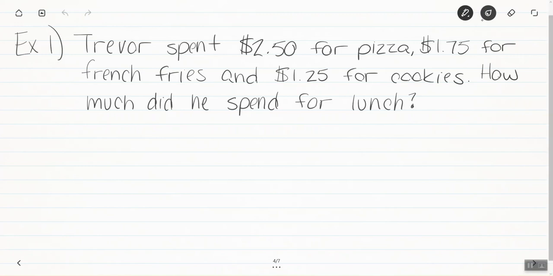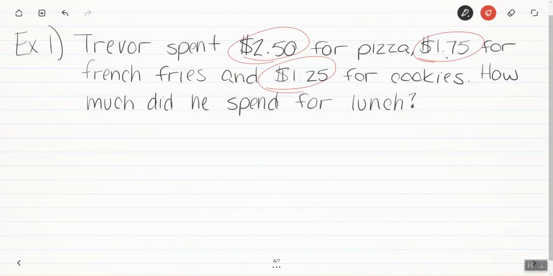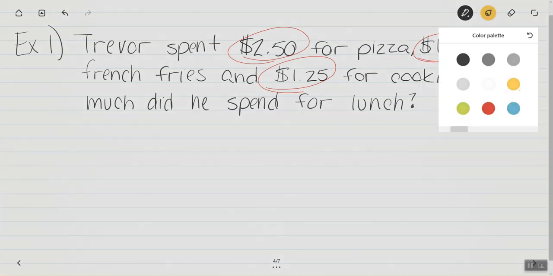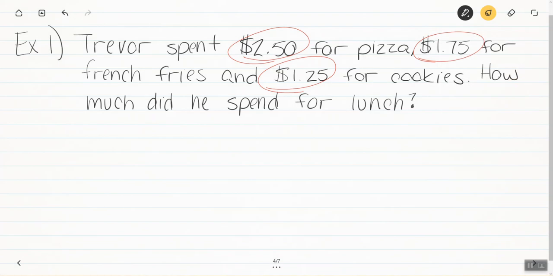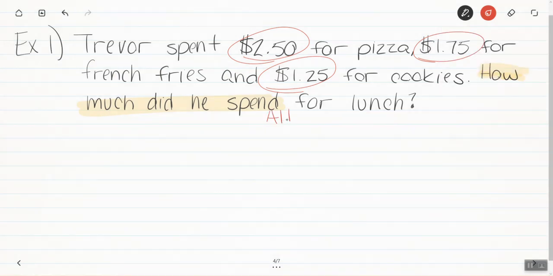So next step is to circle my numbers. So I'm going to circle my numbers that are in the problem. And the question that's being asked, or the operation words, I'm going to highlight. If I look at the last sentence, especially where there's that question mark, it says, how much did he spend? And I could also see that as, how much did he spend altogether? You can add that word altogether in there. That means I'm just going to add them. So this is an addition problem.